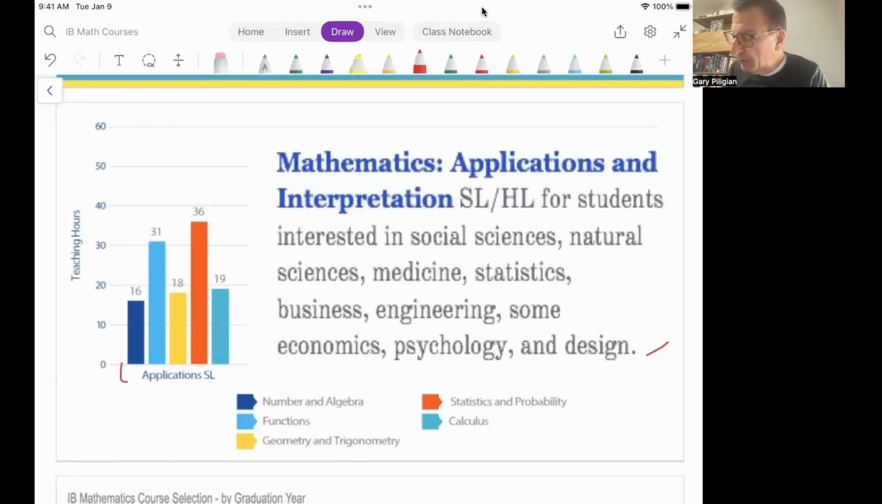And this is the particular breakdown for the applications SL course in terms of the five strands that are in each of the four IB courses. So you can see it's heaviest in statistics and probability and the second heaviest in functions, and that's because of where the modeling takes place.